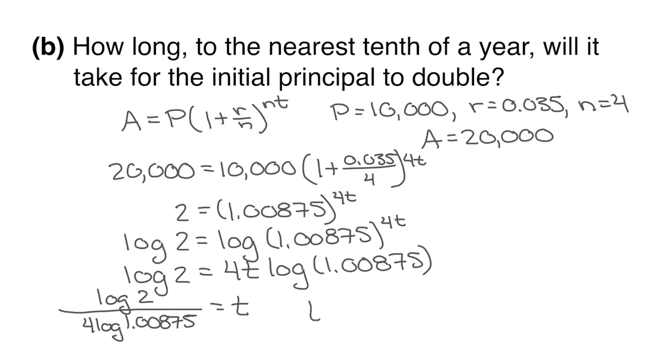Evaluating, we find that t is approximately equal to 19.9. And thus, in order for the initial principal to double, it will take approximately 19.9 years.